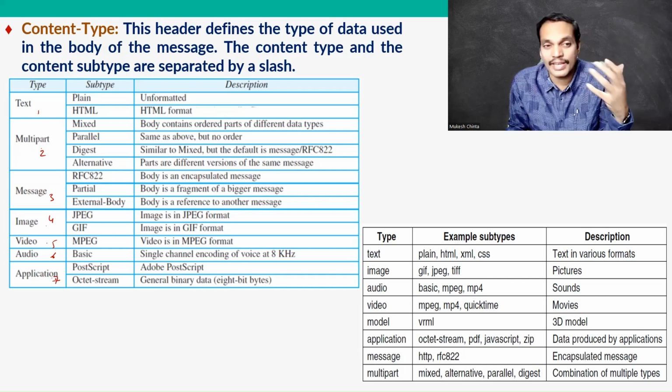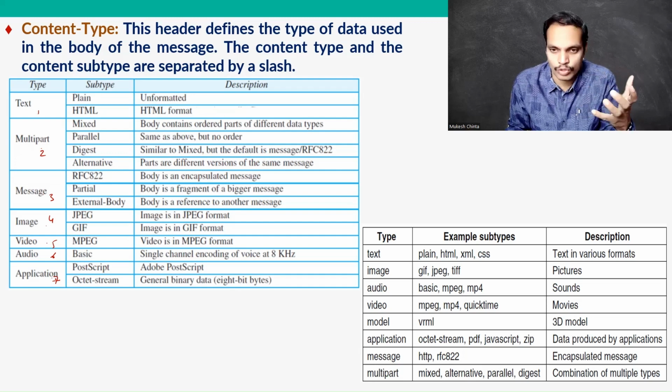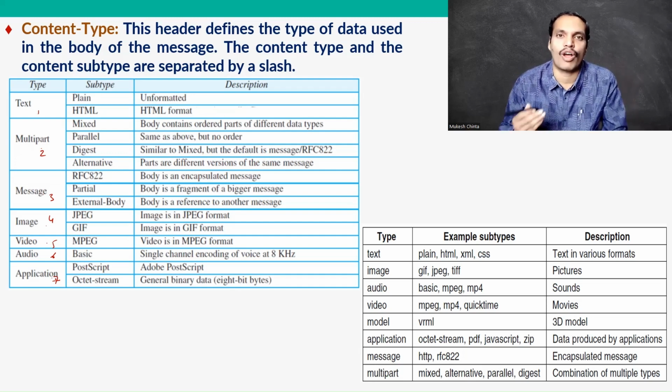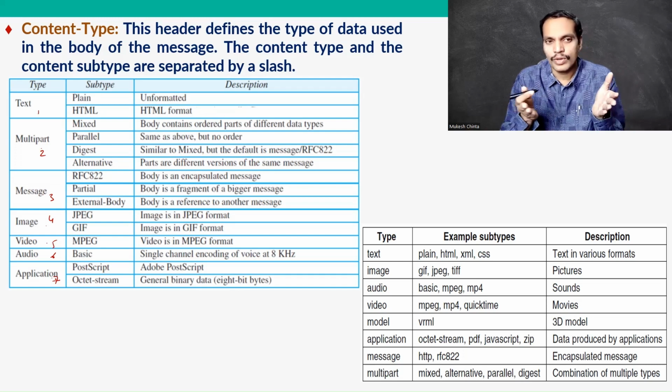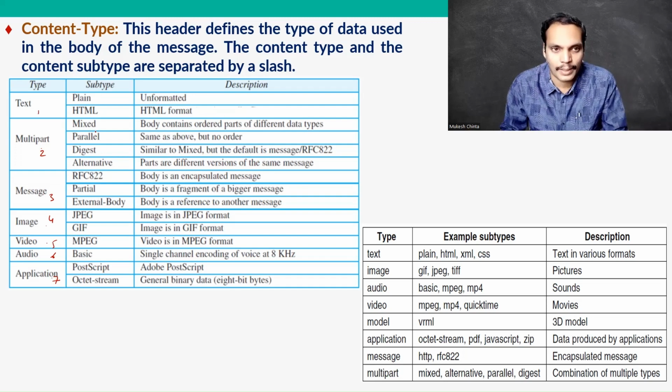And there are many subtypes that have been continuously added as every year goes by, because we get new formats every day. So in order to support all of them, we simply update the subtypes under the type section. For the text type, there is plain and HTML, and recently CSS and XML, the extensible markup language, have also been added under the text type.